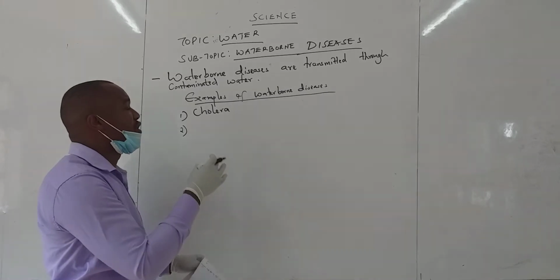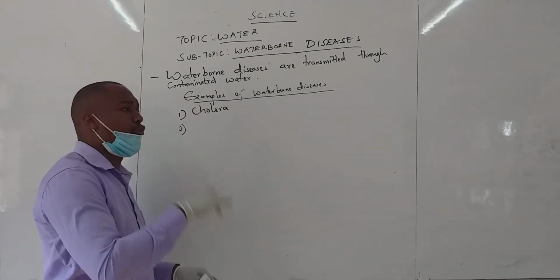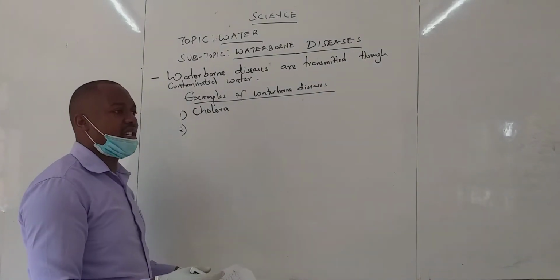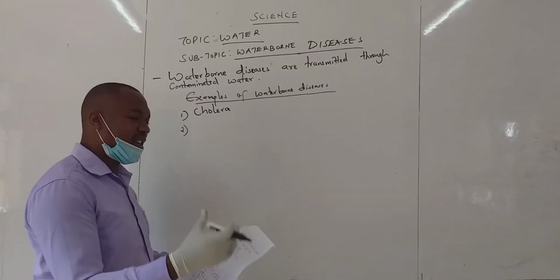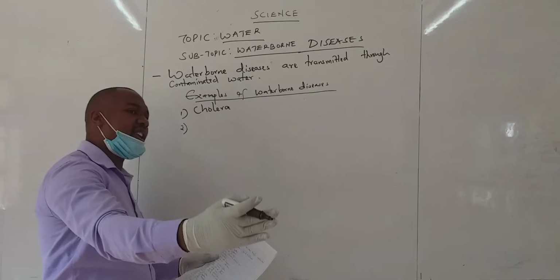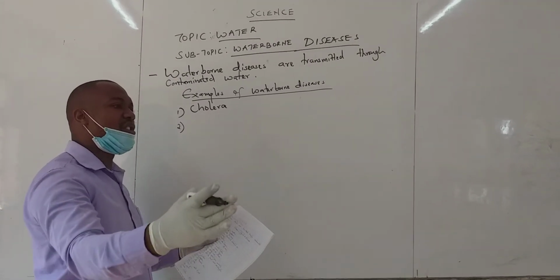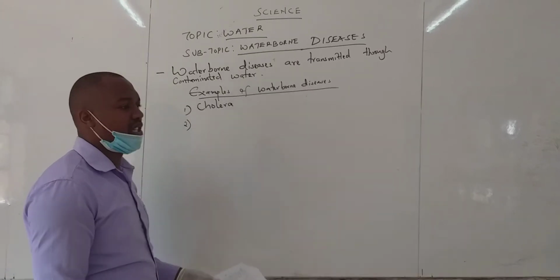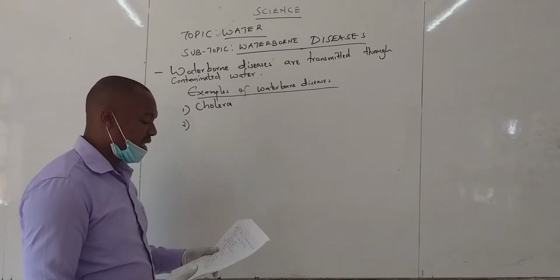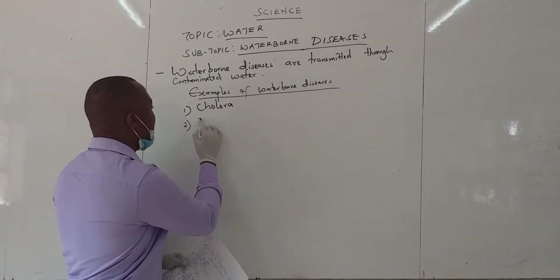Because when the water is contaminated, even when you use it to cook food, these people will be affected. And cholera is very dangerous. You can get cholera when the sewage and the water come together. People get cholera because of that sewage. And then the other one is typhoid.